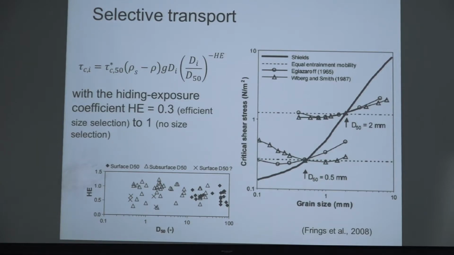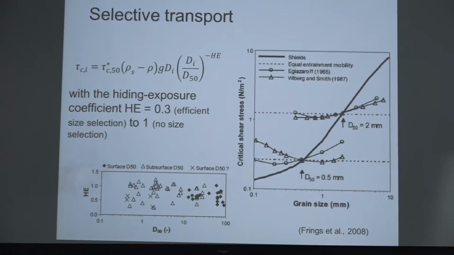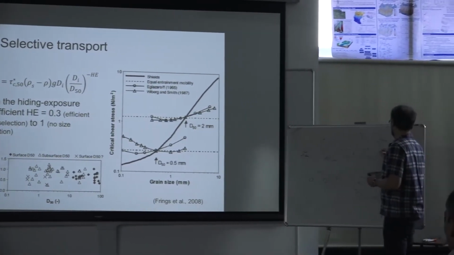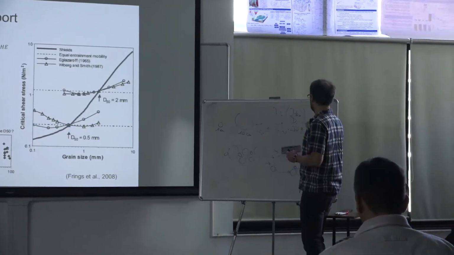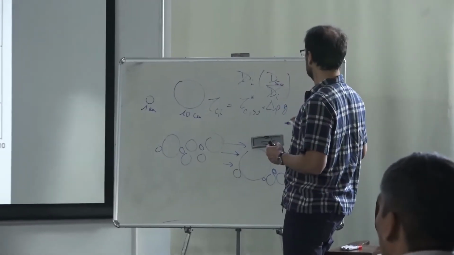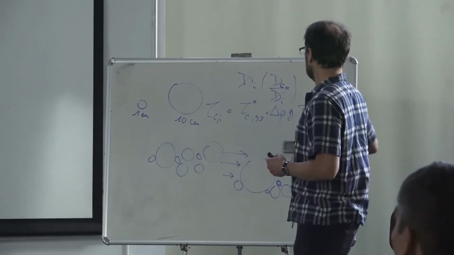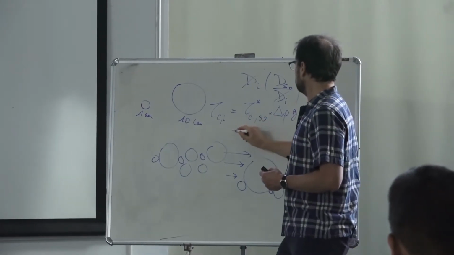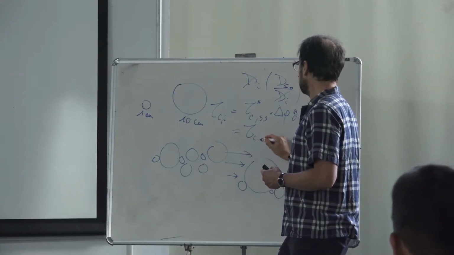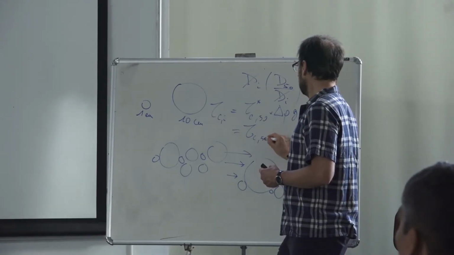So it will be equal to the critical shear stress for your particle of diameter Di, which will be equal to delta rho g, and this one cancels with this one with d50. And this term multiplied by this term will be the critical shear stress to move the median particle.